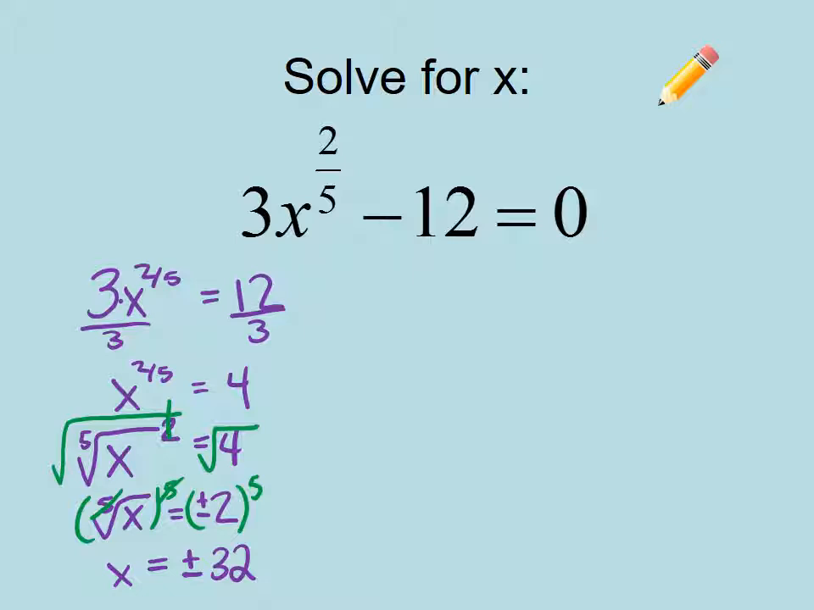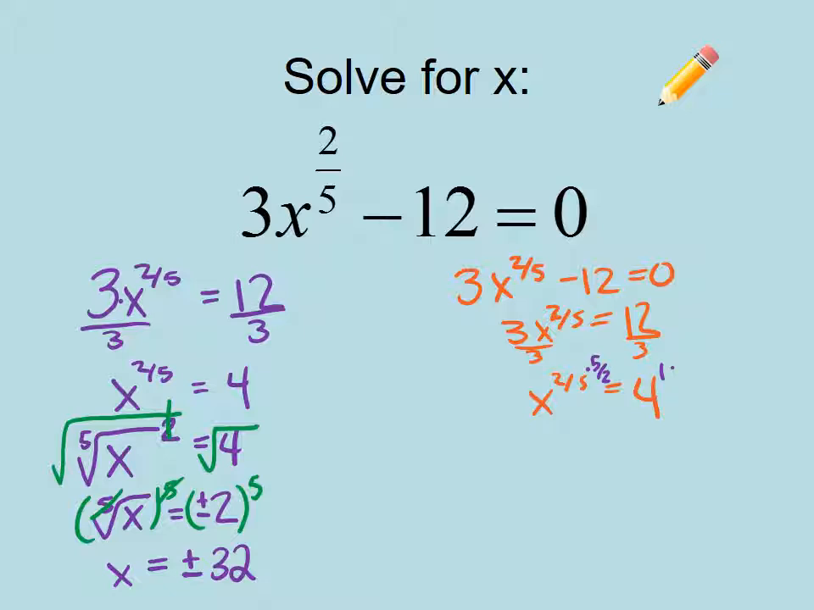Let's look at another option. My second option starts the same way. We're going to add 12 to both sides. We're still going to divide by 3. But now we can multiply both exponents by the reciprocal. So instead of 2/5, it's times 5/2. 2/5 times 5/2 becomes 1. That's why it works out.